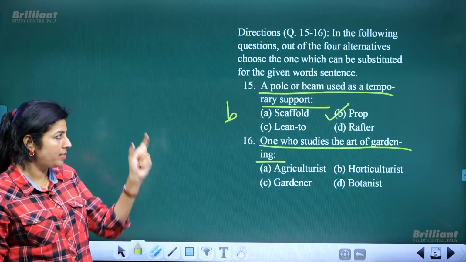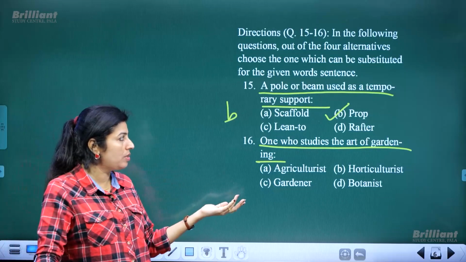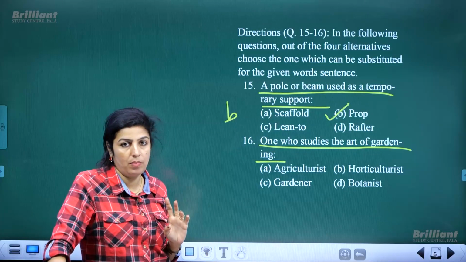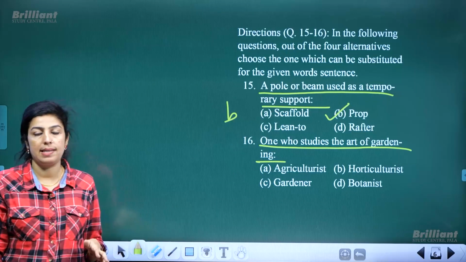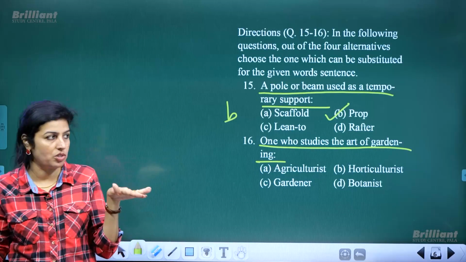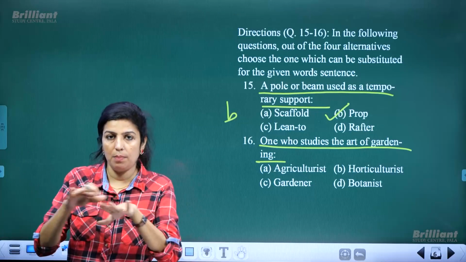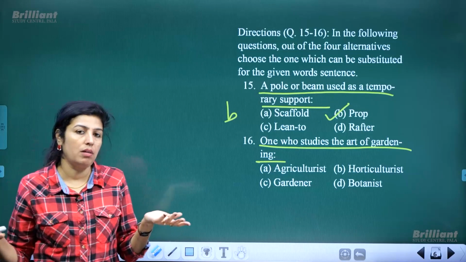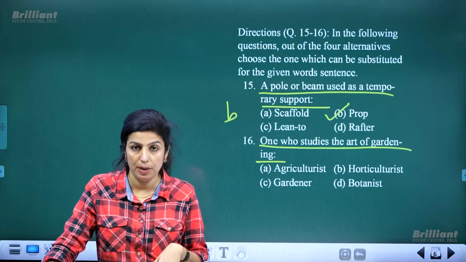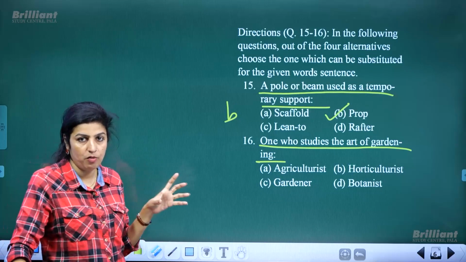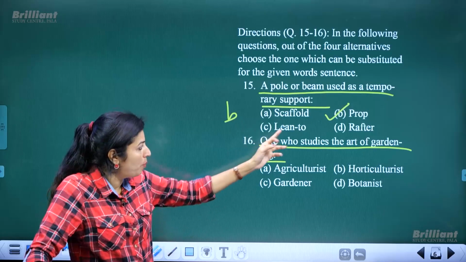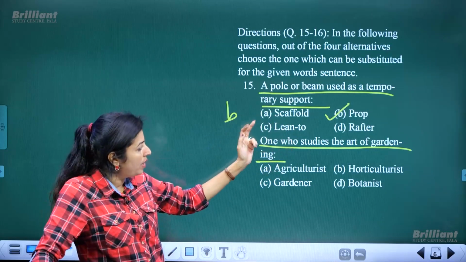A pole-like structure or a beam which is used as a temporary support itself means prop. Okay. What about scaffold? What is scaffold? Scaffold actually is a raised platform. It's a platform-like structure, not any pole-like structure. It's a platform where sometimes criminals are brought in and given punishment in public. Okay, so scaffold actually is a raised platform where such public punishments are conducted or held. Okay, then prop is what we need as the answer. Then what is lean-to?